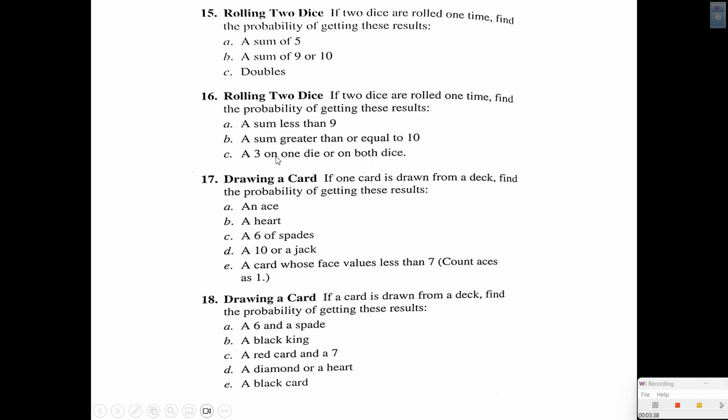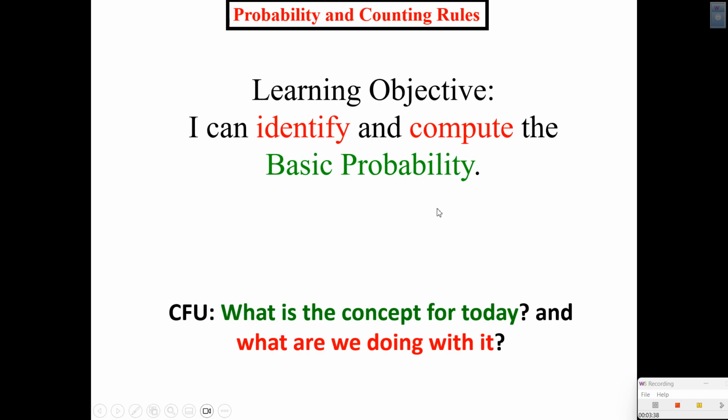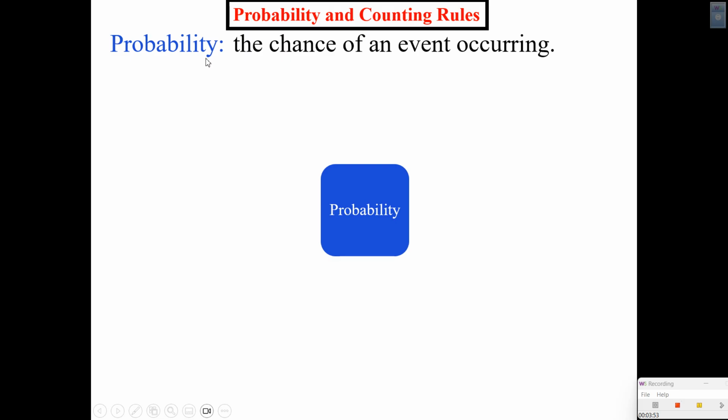All right. So, our objective for today: identify and compute the basic probability. We're still doing the introductory portion. We're getting there. But last week, we introduced classical probability. Is that correct? However, I introduced it like this. I said, okay, guys, probability is the chance of an event occurring. And probability has 3 different areas. Tell your neighbor the 3 different areas of probability, please.